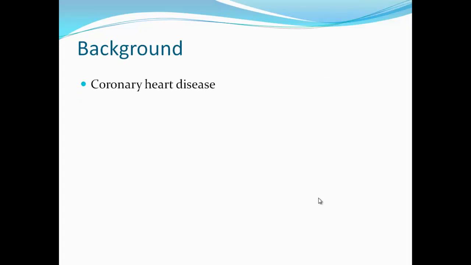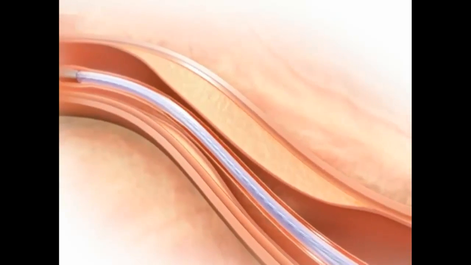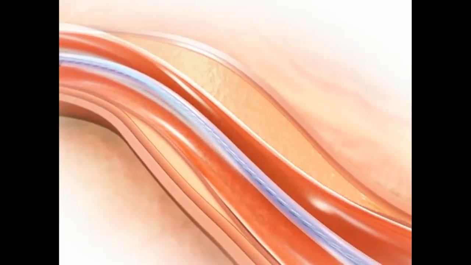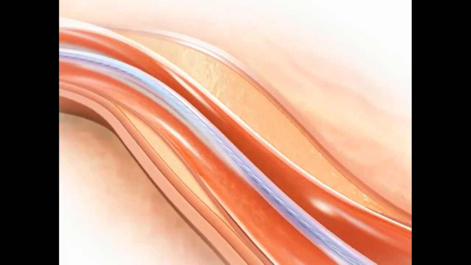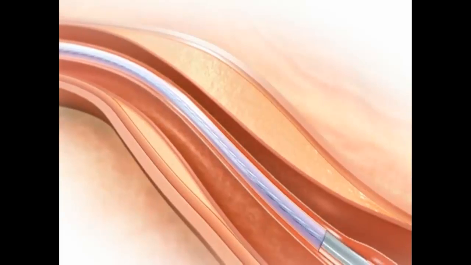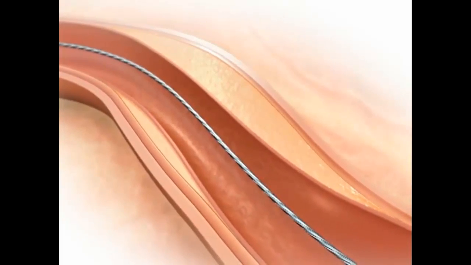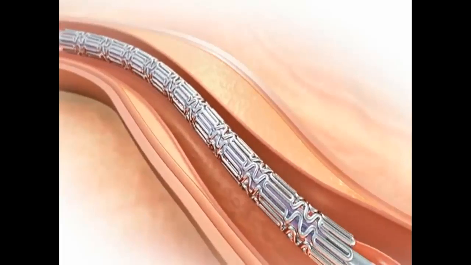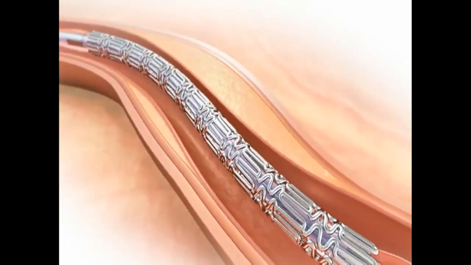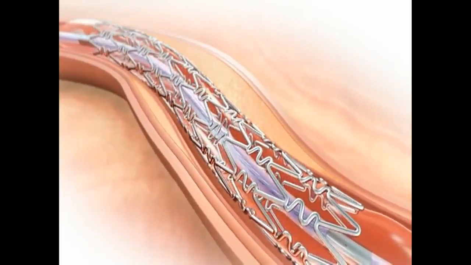Coronary heart disease caused by the blockage of artery is the main reason for many people's deaths in the world. Coronary stent is used to treat this disease. Here is an animation of the implantation of coronary stent. As you can see, a balloon is used to open the blocked artery, and after this, the stent is inserted to keep the artery from reblockage. Then the stent will stay in the patient's artery.